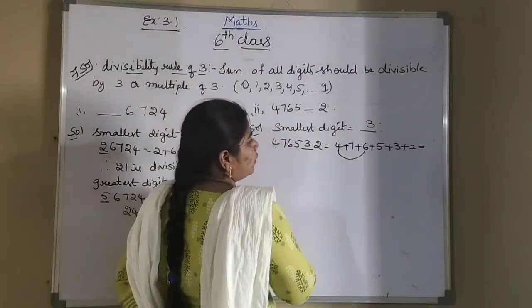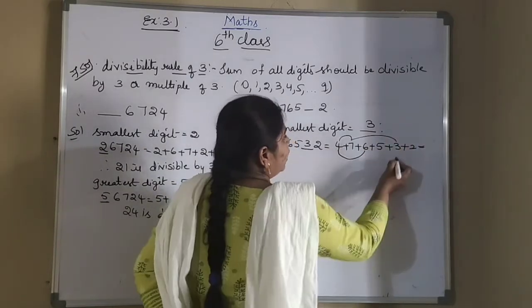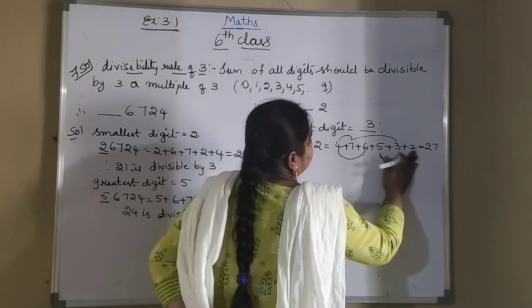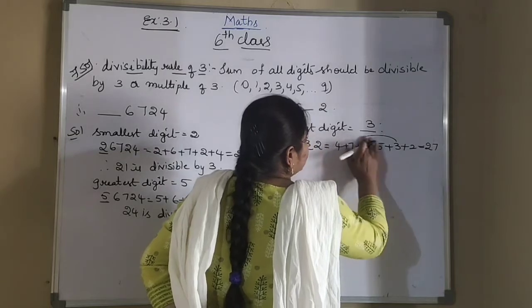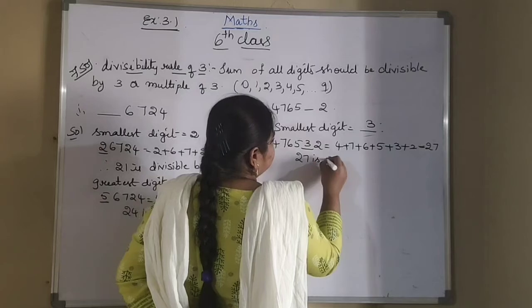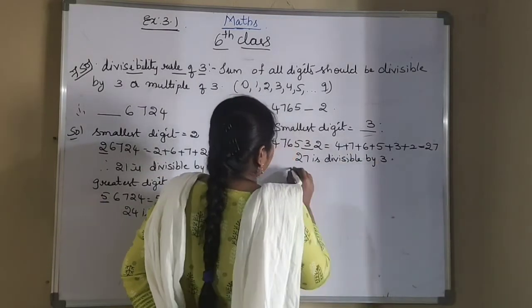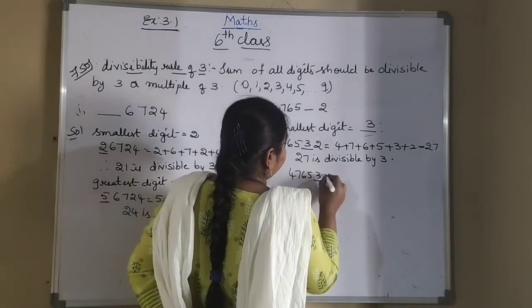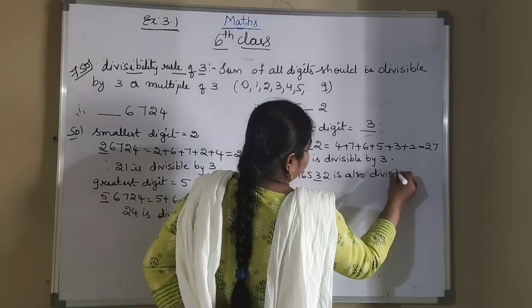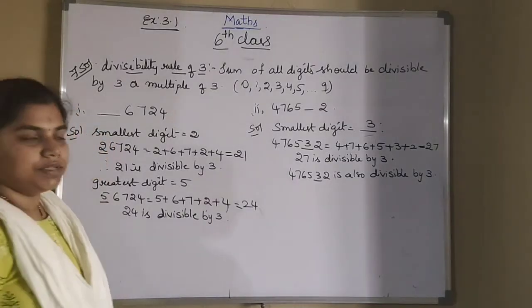4 plus 6 is 10. 10 plus 7 is 17. 17 plus 3 is 20. 20 plus 5 is 25. 25 plus 2 is 27. So 27 is a multiple of 3. So the whole number will be divisible by 3. So 27 is divisible by 3, so 4, 7, 6, 5, 3, 2 is also divisible by 3. So now we have to find the greatest digit.